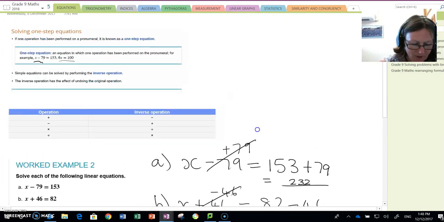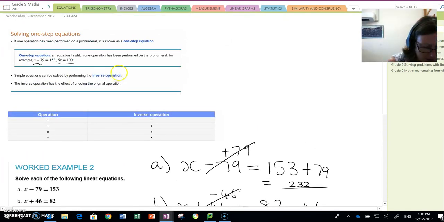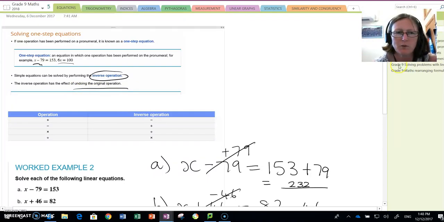And remember, simple equations can be solved by performing the inverse operation. This then undoes the original operation. The main thing to remember is if you do something to one side of the equation, you must do the same thing to the other side.